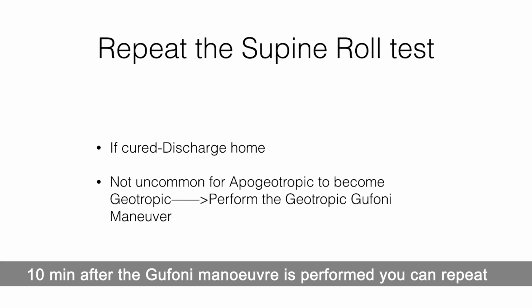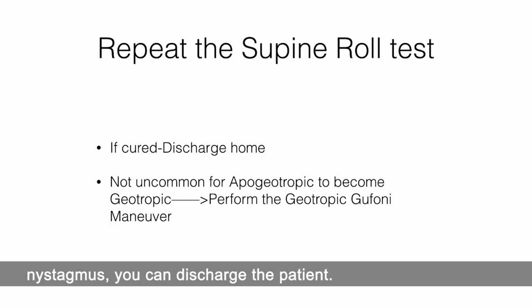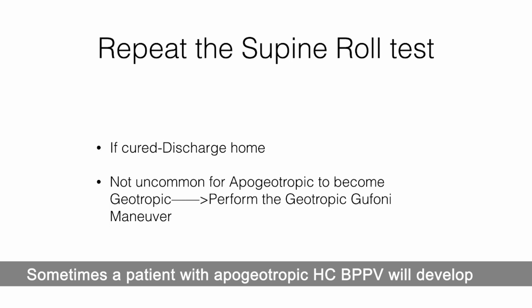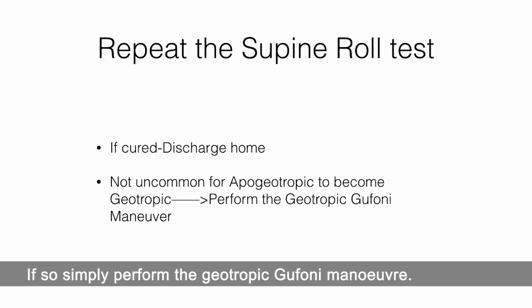10 minutes after the Gufoni maneuver is performed, you can repeat the supine roll test. If the patient has no further vertigo or nystagmus, you can discharge the patient. Sometimes a patient with apogeotropic horizontal canal BPPV will develop geotropic horizontal canal BPPV after the Gufoni maneuver. If so, simply perform the geotropic Gufoni maneuver.